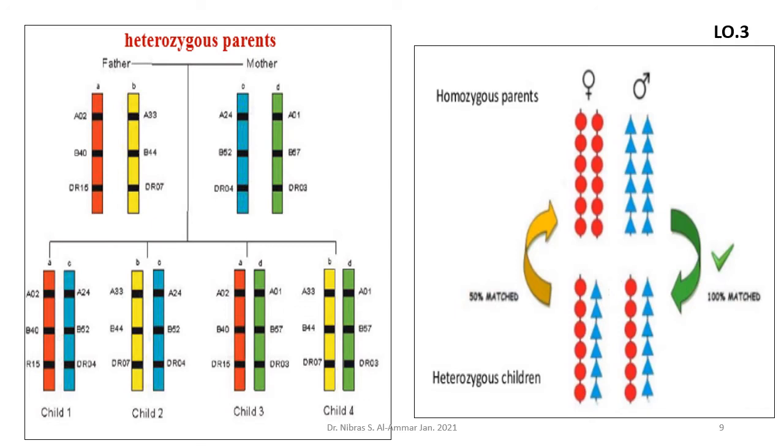In a homozygous parent, we have the same haplotypes in the mother and the same haplotypes in the father, although each one has different haplotypes from the other, but in the same person, the same haplotypes. That means the HLA alleles are the same in the two haplotypes, for example, in the mother, and the same HLA alleles in the two haplotypes of the father.